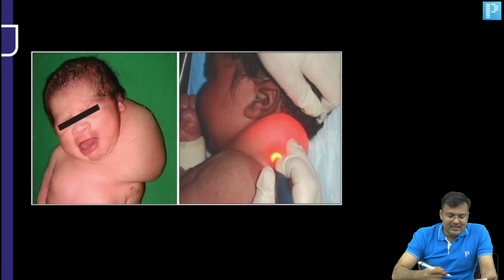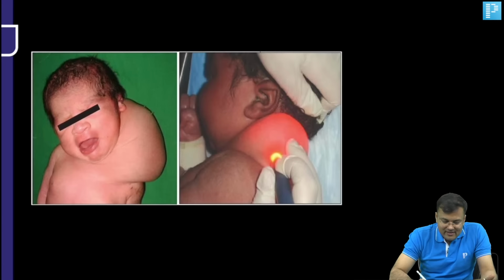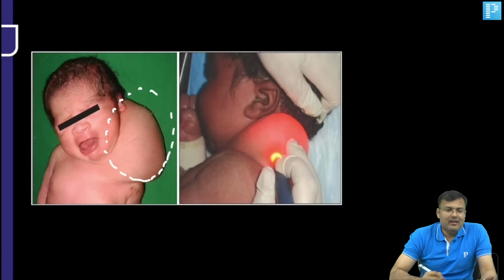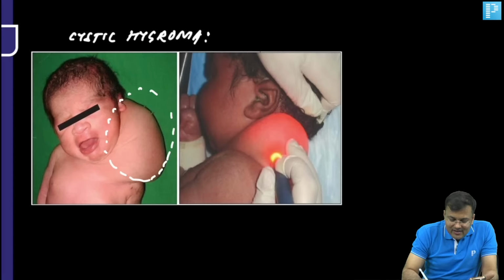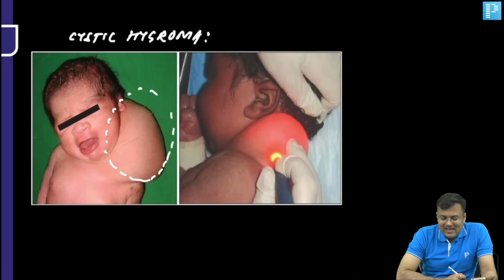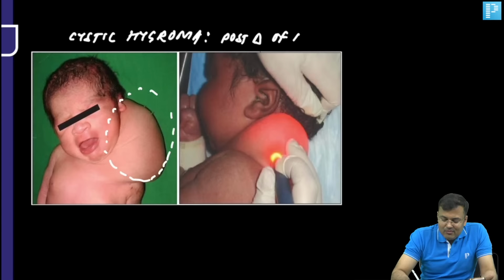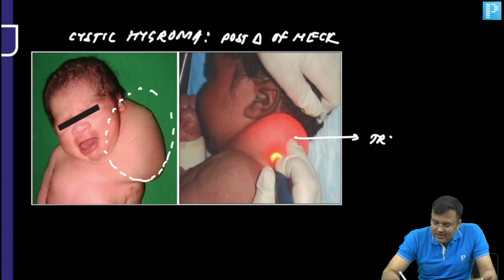Next, guys, see this and tell me, what is this? Cystic hygroma. What is the location of cystic hygroma? Most common site, आप देख के बता दीजिए. Tell me, most common site. Posterior triangle of neck. It is brilliantly translucent.